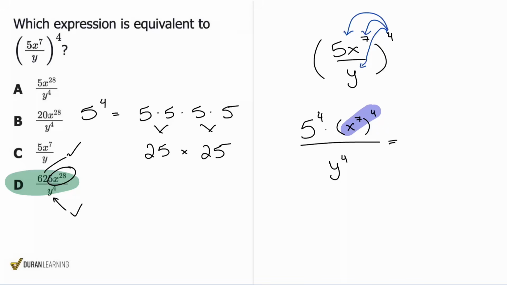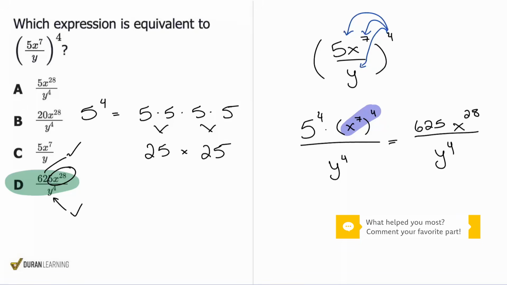So what we have is x to the power of 7 times 4. 7 times 4, that's 28. And so we saw earlier 5 to the power of 4 is 625. And then we have y to the power of 4 on the bottom. So yeah, we can definitely prove that the correct answer is correct. But remember, we have the advantage of test-taking strategies, especially when it comes to multiple choice options.